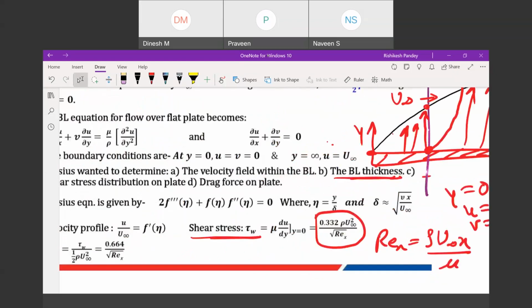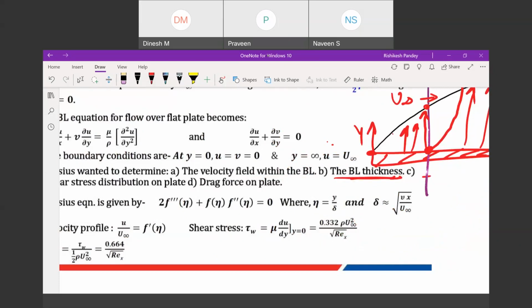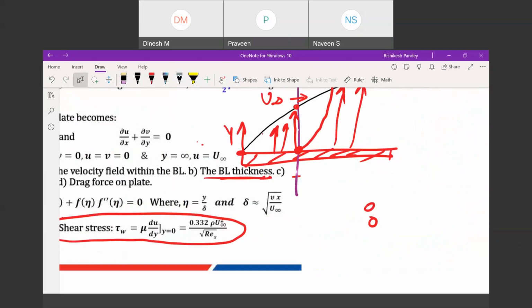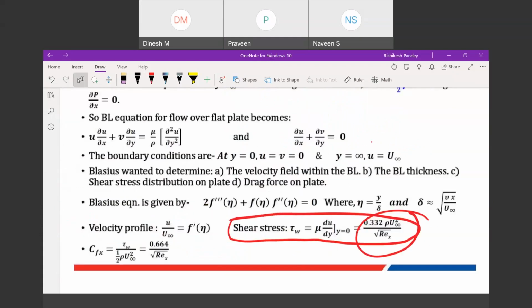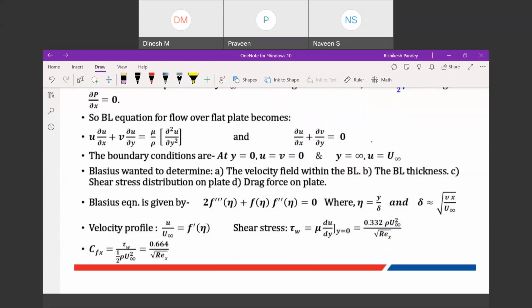So you can note this particular shear stress formula for flow over a flat plate. Blasius found this equation for shear stress at the wall. He has calculated shear stress at the wall, not at any other location. This equation is only applicable at the wall, and they will ask at the wall only. They are not going to ask away from the wall. Even GATE doesn't ask, that is not in your syllabus. They are only going to ask what is the shear stress at the wall.